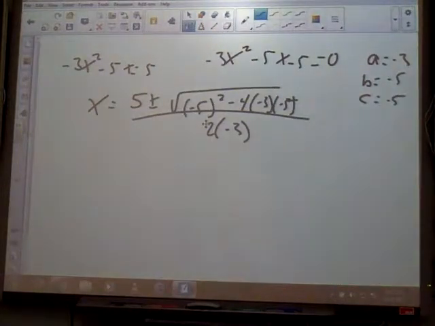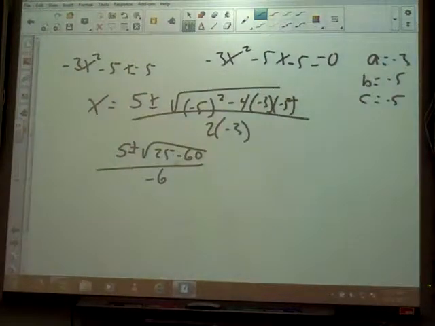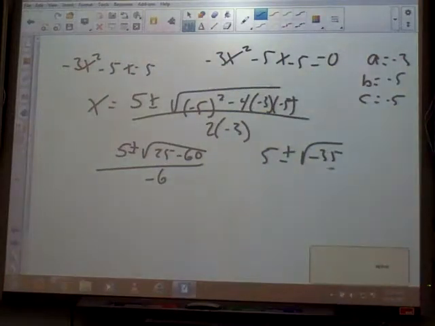Alright, so that got me, I was looking to see where I did my work at: 5 plus or minus the square root of 25 minus 60, all over negative 6, and then 25 minus 60 was negative 35. I heard lots of people getting that yesterday and then not knowing what to do because 35 doesn't have a perfect square in it, and that's correct.